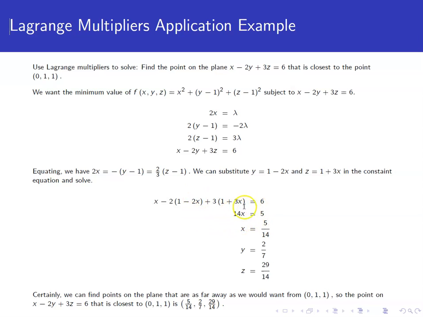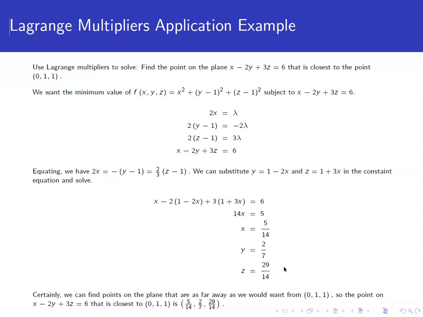If we simplify the left-hand side and move the constants over to the right, we should get the equation 14x equals 5. That tells us x is 5/14, and then using the other two equations that we have, we get y is equal to 2/7 and z is equal to 29/14.